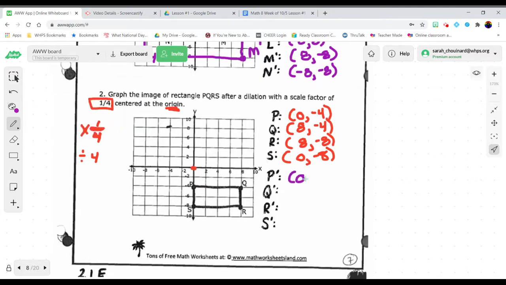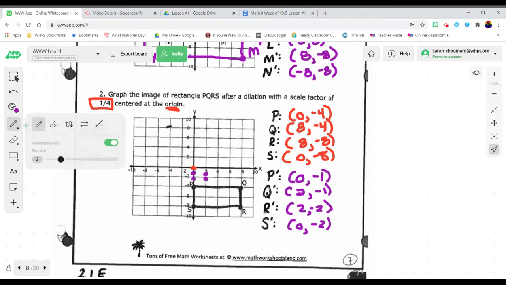So this becomes (0, -1). So 0, and then -1 is going to be right in the middle here because each box is worth 2. So -1 is right in the middle. Q becomes (2, -1). So I'm going to go to 2 and down halfway to be at -1. R is going to be (2, -2). Super tiny. And then S is (0, -2). It's going to be right there.